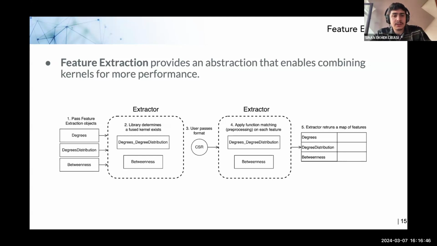Then the library determines whether a fused kernel exists, and then we pass the format that we want to use in this extraction process, and then we do the extraction as you can see here, and finally the extractor returns a map of the features that you passed previously. Like in this example, it returns a map of features of degree distribution feature and betweenness feature.